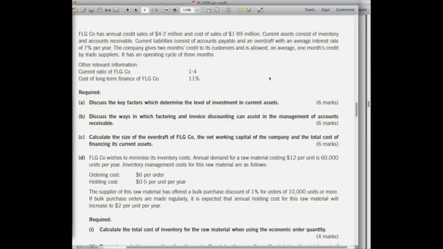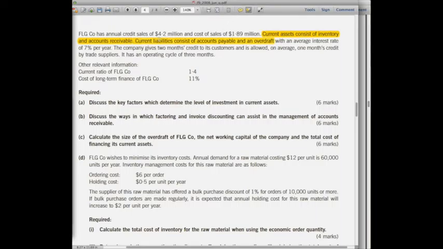Right. Can you just go through the first paragraph, please? FLG Company has annual credit sale of 4.2 million and cost of sale of 1.89 million. Current assets consist of inventory and accounts receivable. Can you please underline that word? Current assets include two items: inventory and receivables. Current liabilities consist of accounts payable and overdraft. The composition of current liability.